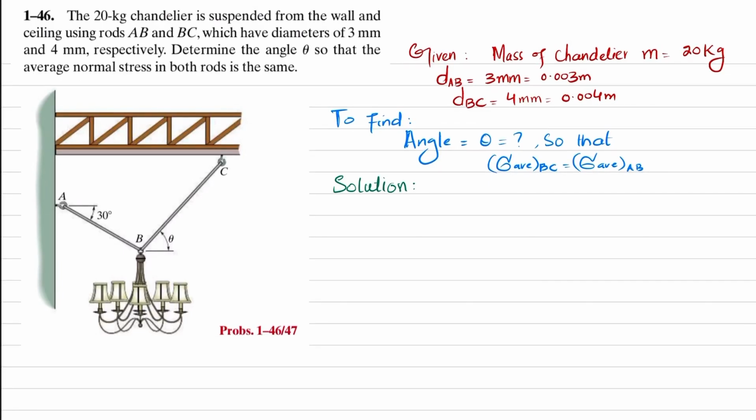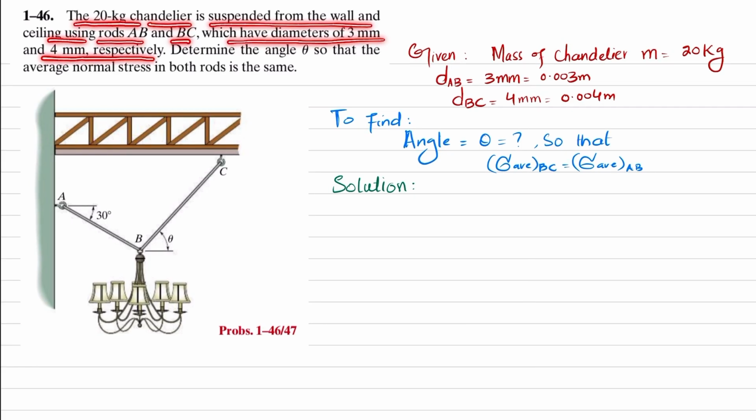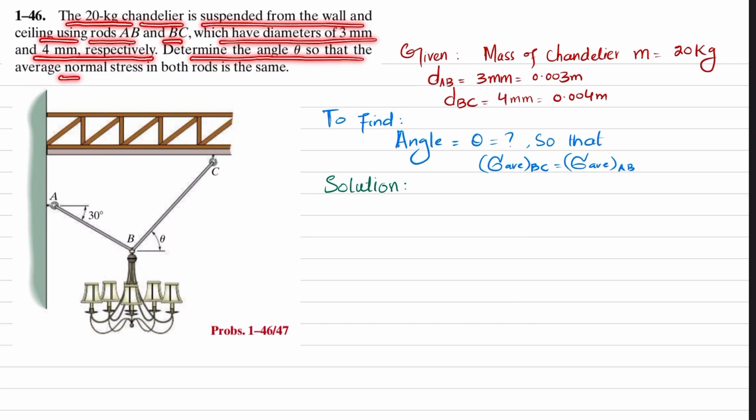Welcome back. Problem 1-46. In this problem, it is given that the 20 kg cylinder is suspended from the wall and ceiling using rods AB and BC, which have diameters of 3 millimeter and 4 millimeter respectively. Determine the angle theta so that the average normal stress in both rods is the same.